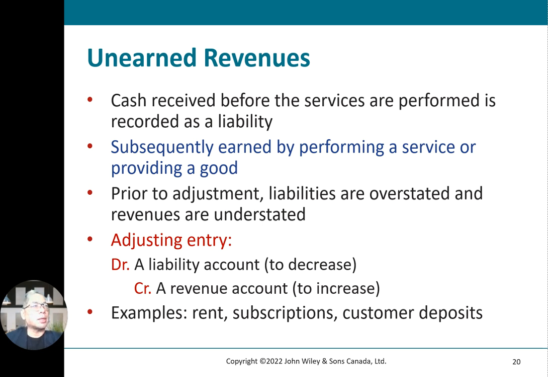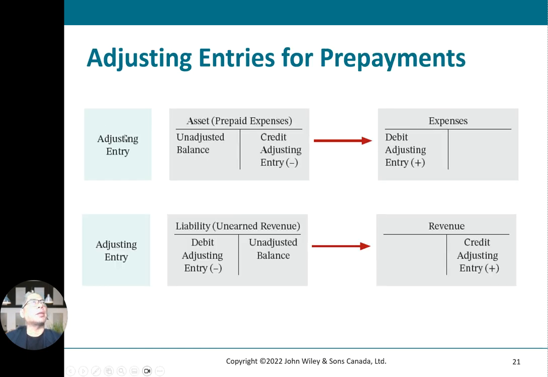Okay, we're going to look at this example of the prepayment. Adjusting entry example here, prepaid expense like prepaid insurance. So this is the unadjusted balance, and on the debit side, the credit adjusting entry. When you put it in a T account, it will go to the debit side, then the adjusting entry. In terms of adjusting entry for liability and revenue, the debit adjusting entry goes on the debit side, and the unadjusted balance on the credit side. In terms of revenue, you're going to do the credit side here. We're going to look at the detail later in some exercise examples.